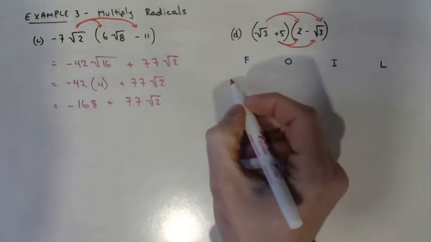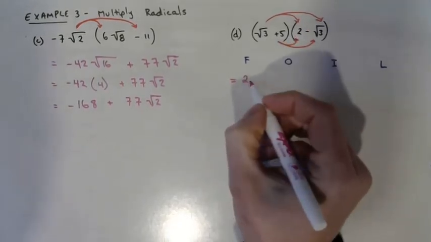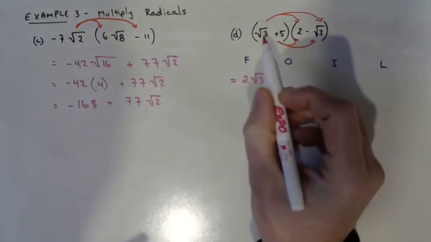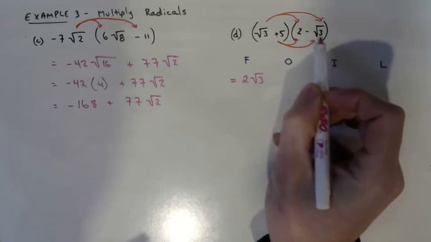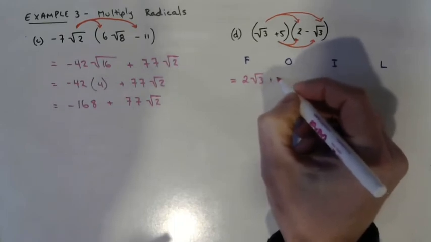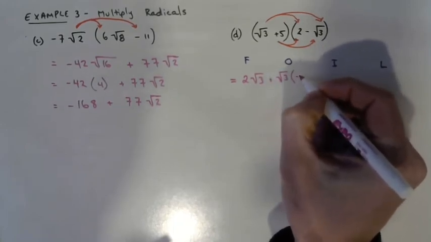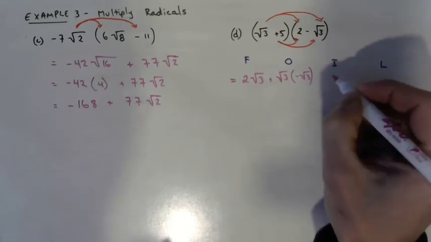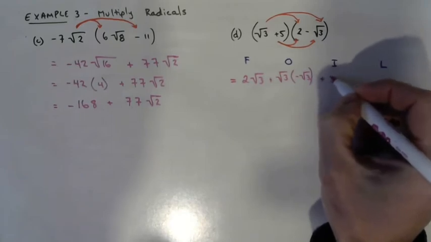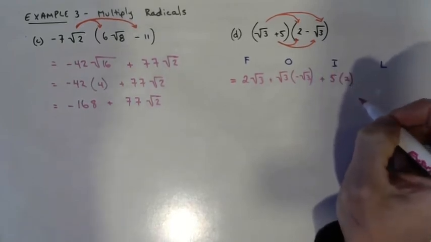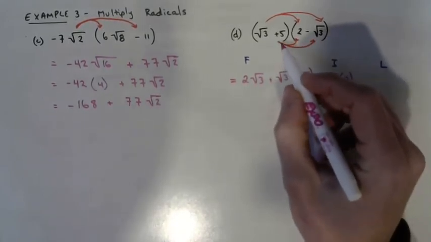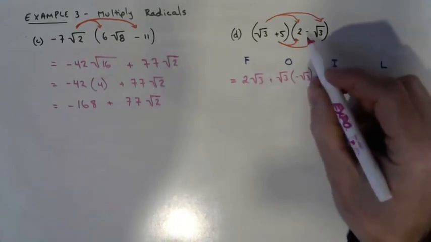Here we go. First times first. Radical 3 times 2. Well, that's 2 radical 3. Okay? Positive. Then we have outside times outside. Radical 3 times negative radical 3. I'm going to just write that step down. Then we have inside times inside. That's 5 times 2. Again, I'm writing down all of the pieces and then I'll simplify it. I wouldn't do this if it was my homework. I'd skip to the next step, but last times last is 5 radical 3 and it's negative, okay?